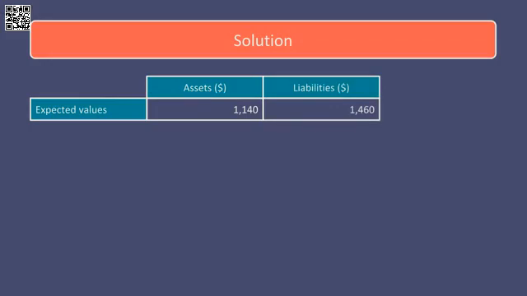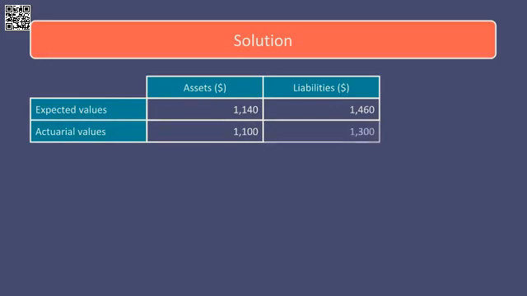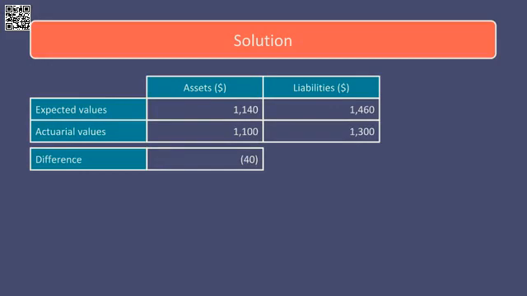Now, what did happen? What did happen is reflected in the actuarial results. From the question, we know that the actuarial value for the year was $1,100 for the pension fund asset, and the actuarial carried forward of the pension fund liability was $1,300. Therefore, the assets are worth less than we expected, $40 less. And the liabilities are $160 less than expected.